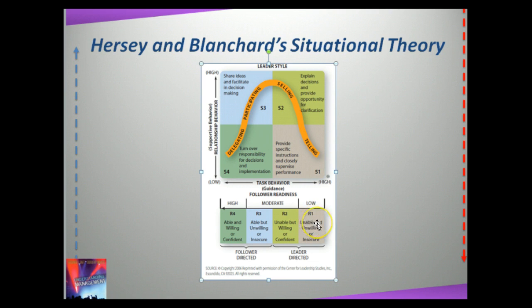And R4 represents a high level of readiness. So the telling style is for low readiness followers because people are unwilling or unable because of poor abilities and skills, little experience, or insecurity. So if you see here, which is our telling style, right? And so that's why that's ranked low.